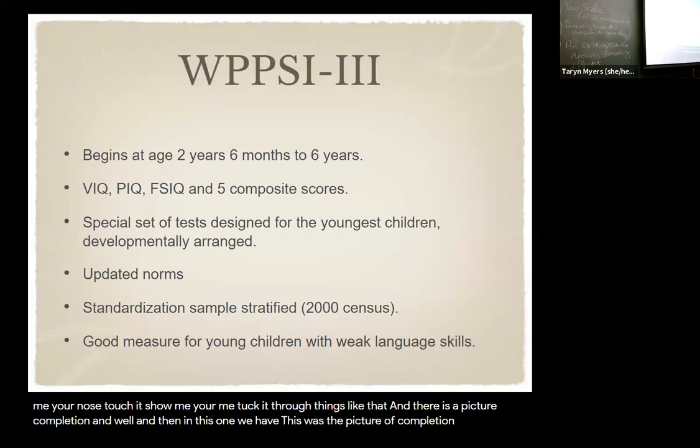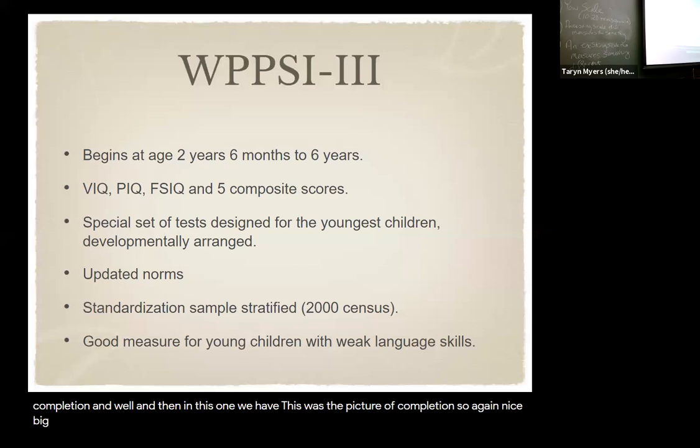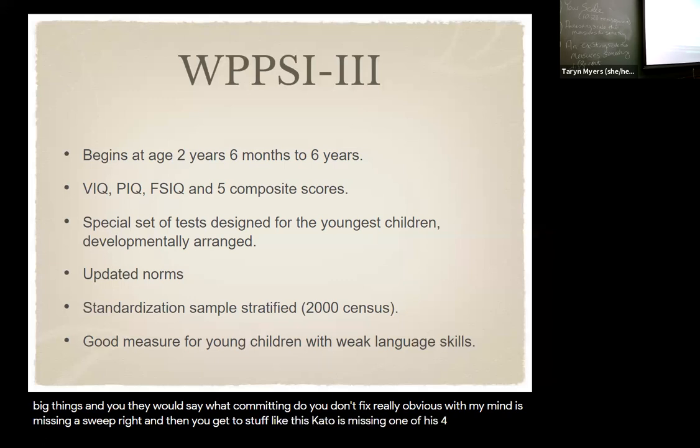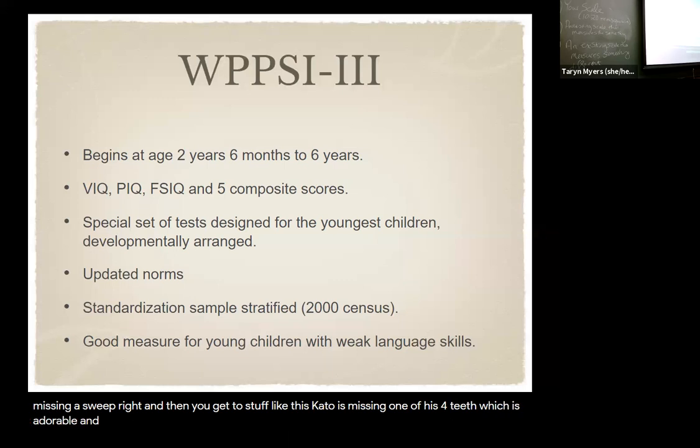Then there's a picture-completion type task, where they say what's missing. Nice big things. These are really obvious, like the food is missing a sleeve, right? And then you get to stuff like this kiddo is missing one of his front teeth, which is adorable. I think that's everything in terms of this. Some of these types of items would be on the other lists as well, so you could see that overlap.